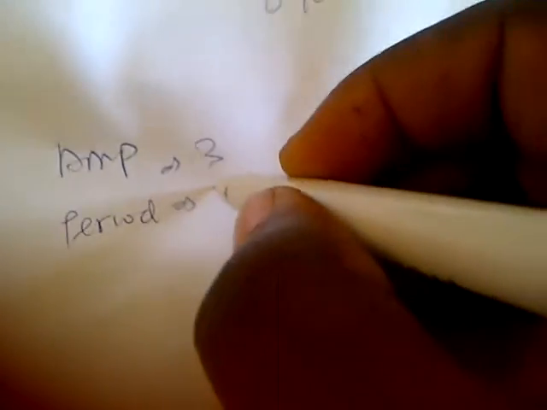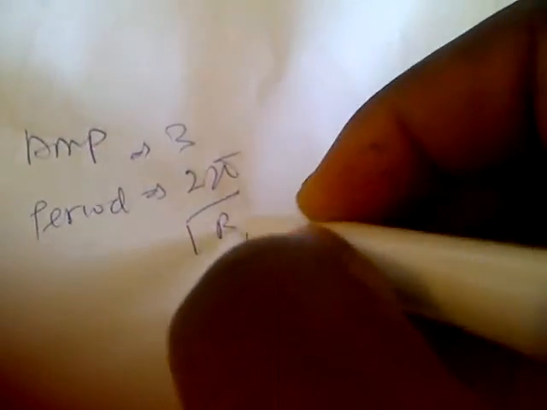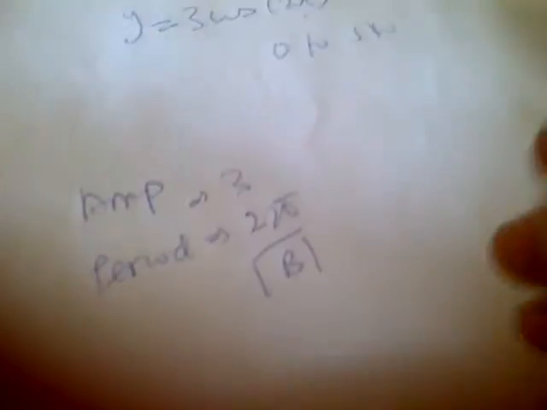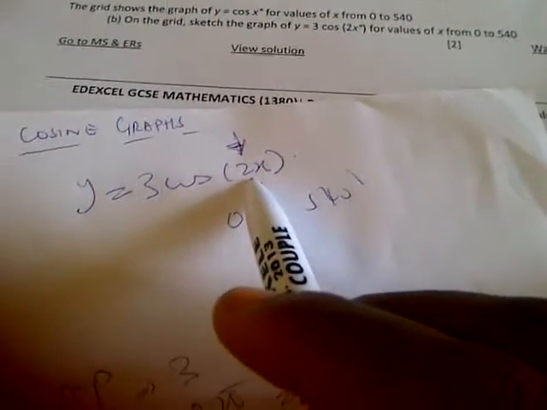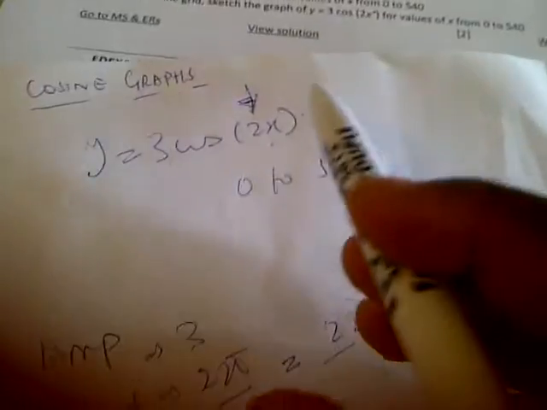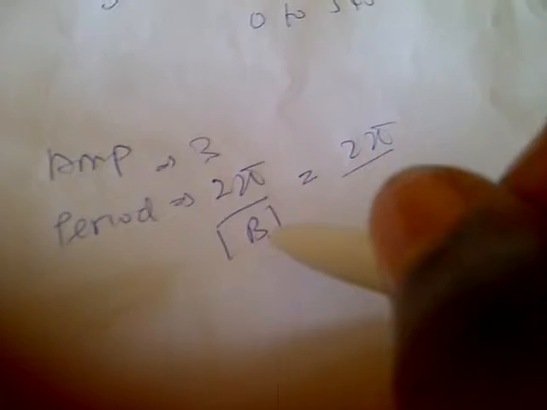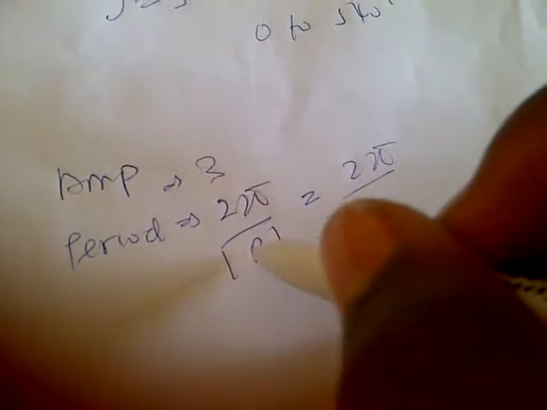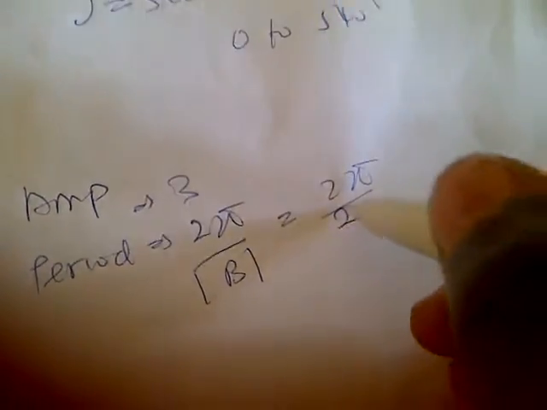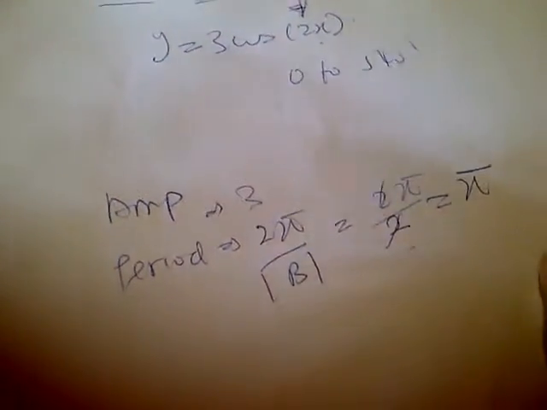Now period, we always find the period with this formula, 2 pi over modulus of b. Okay? And then b is this value that has x attached to it. Now the period for this is going to be 2 pi over b, which is 2 here. Modulus of b, if this was minus 2, then modulus of it will still be 2. Having a modulus here makes whatever is inside always come out as positive. So if you have 2 here, this cancels out, so your period is going to be pi. Okay? Now, period being pi and amplitude being 3, we're going to draw it out.